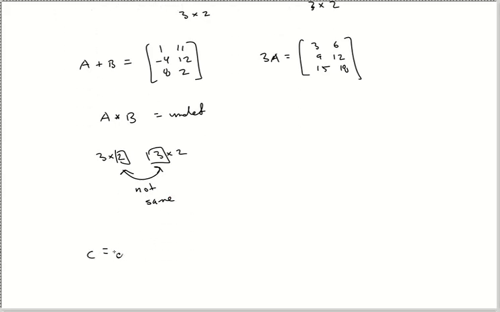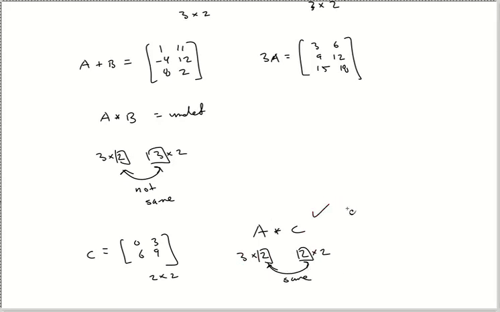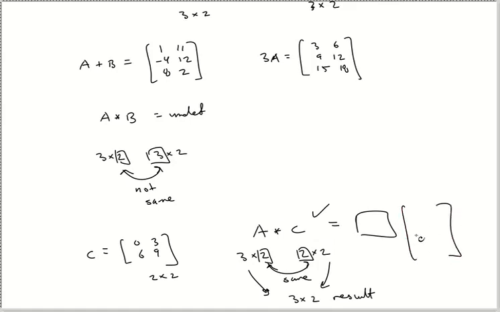Well, I'm just going to make up another matrix real quick: 0, 3, 6, 9. This is, again, a 2 by 2 now. And so what if I did A times C? Would that work? Yes, if that's a 3 by 2 and this is a 2 by 2, notice that the inside numbers are the same. So that's good, that means check mark. We can actually get an answer here. The result is going to come from the outside numbers. It's going to be a 3 by 2 result. So whenever you start doing this, make sure that it's a 3 by 2 answer.